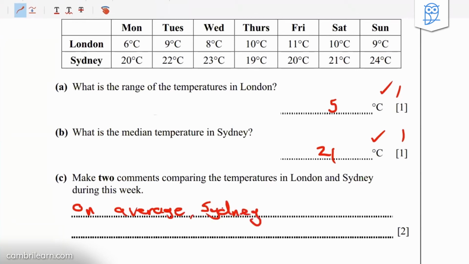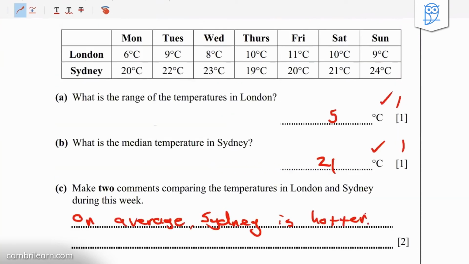Okay, so we have higher temperatures in Sydney. On average, Sydney is hotter. Okay, so what else can we see of this?